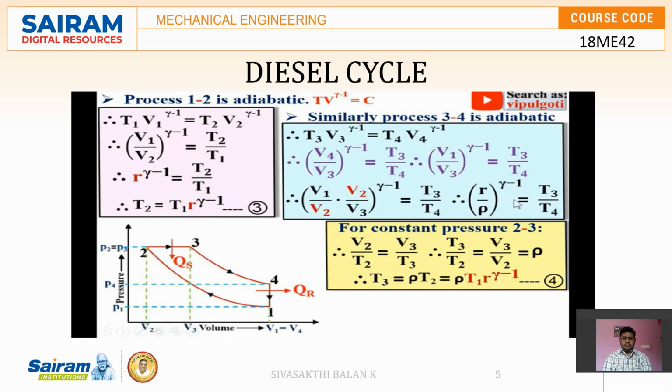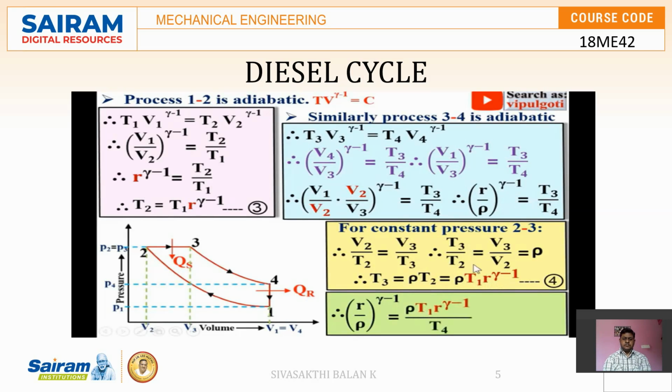Now further I am going to use this equation. R upon rho raised to gamma minus 1 is equal to T3, that is rho into T1 into R raised to gamma minus 1 upon T4. So after further simplification of this whole equation, I will get T4 in terms of T1. Let's say it is equation number 5.